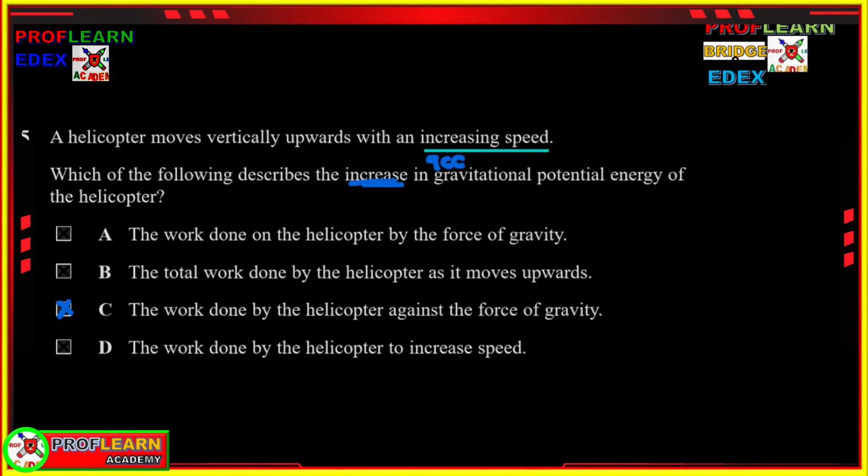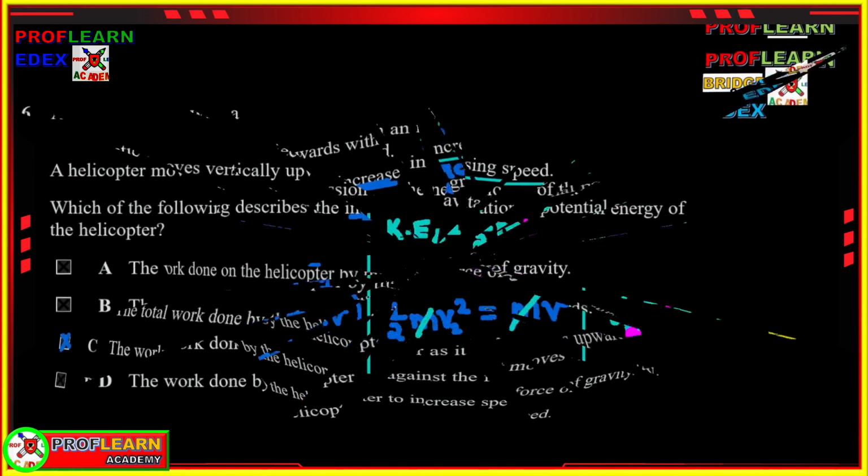Moving to number 5, we are told that a helicopter moves vertically upwards with an increasing speed, so meaning it's accelerating upwards. Which of the following describes the increase in gravitational potential energy? Remember, increase in gravitational potential energy is like the work done against the force of gravity. So we can say the work done by a helicopter against the force of gravity is what we call the increase in the gravitational potential energy. So the correct answer is C.